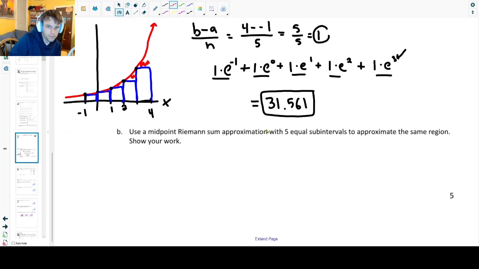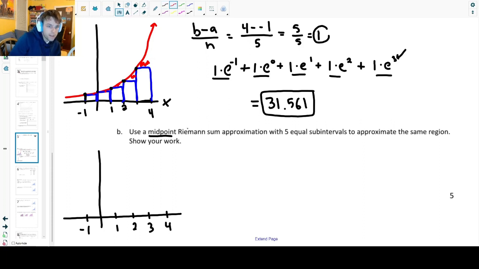Cool. All right. Next question. Same scenario, but now we're going to be using a midpoint Riemann sum approximation with 5 equal subintervals. So rather than aligning the height of our rectangles with the left endpoint where it hits the graph, we're going to go into the middle and have that middle section hit the graph. Let me just show how that looks slightly different visually. A lot of times these things really help to see visually. So even if you can make a rough sketch, it's a useful strategy.